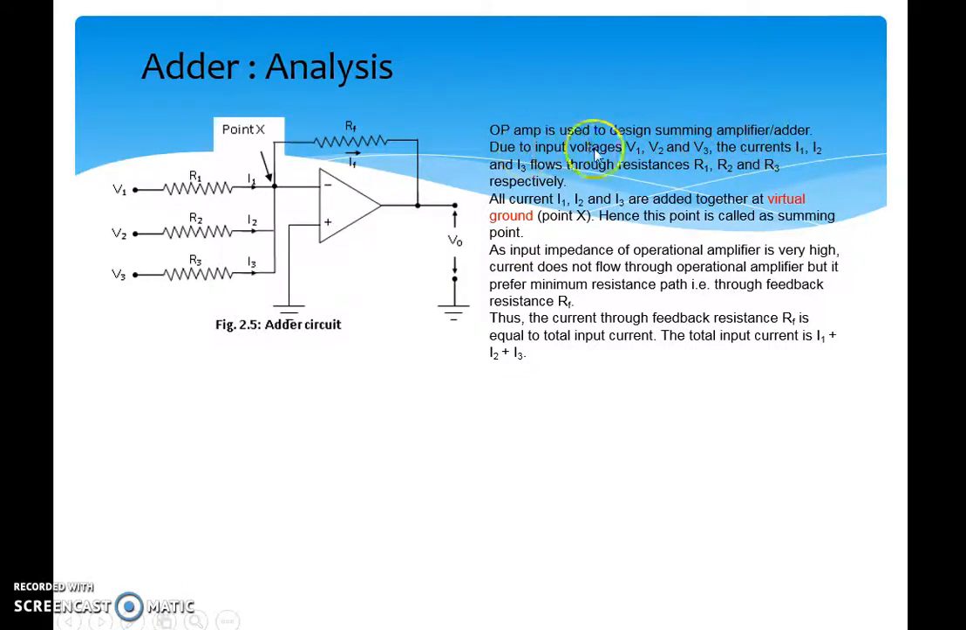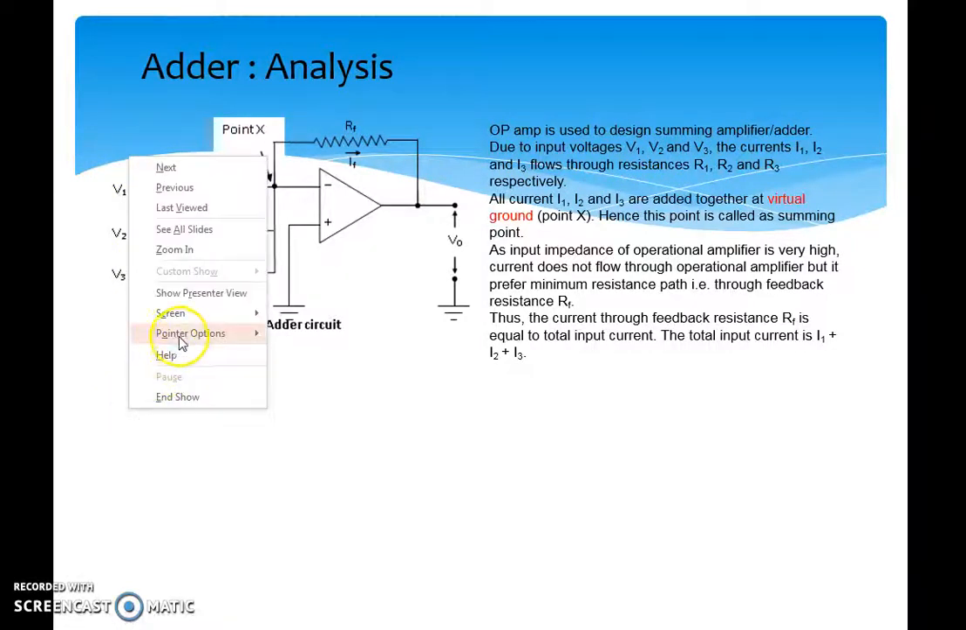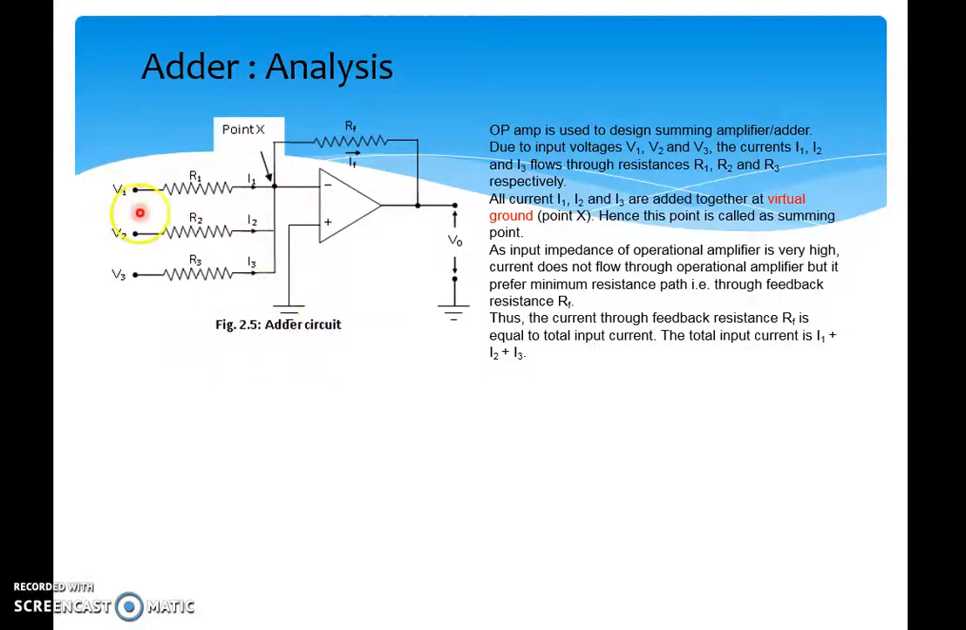Due to the input voltages V1, V2 and V3 which are applied to the inverting terminal through R1, R2 and R3, the currents I1, I2 and I3 go through the respective resistors. Then all the currents get summed at this point, which is called a virtual ground. This is also called the summing point. All the currents get summed here.